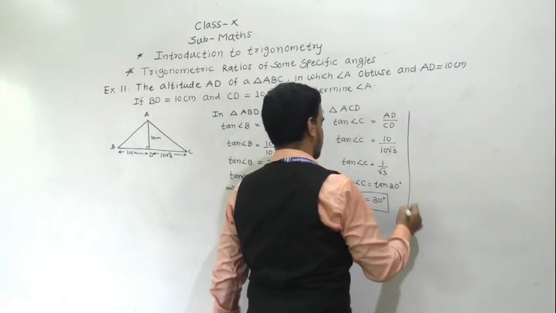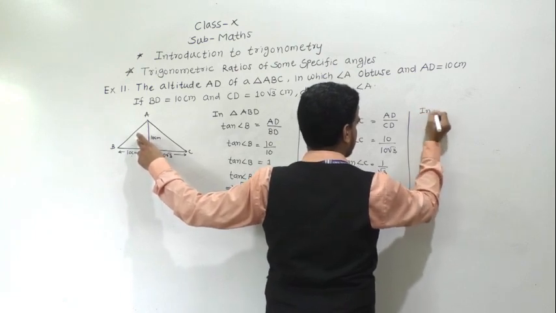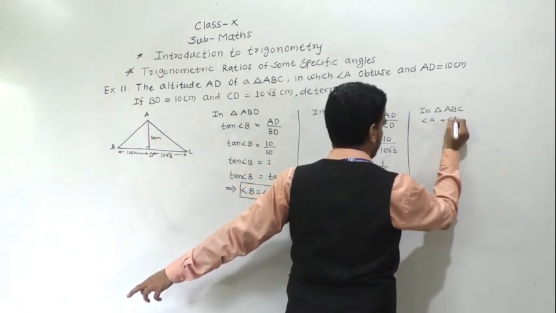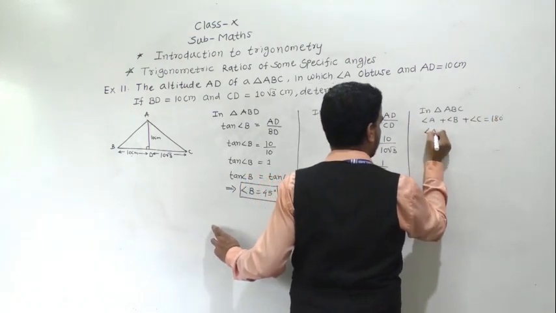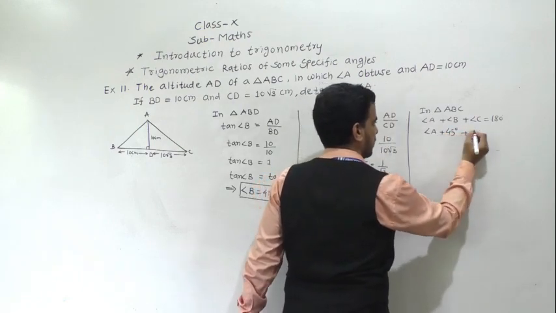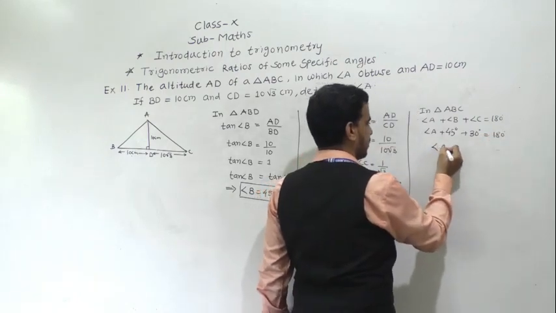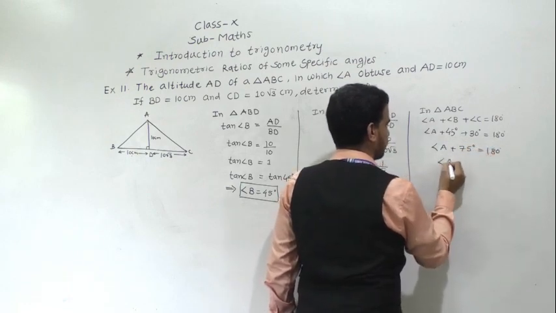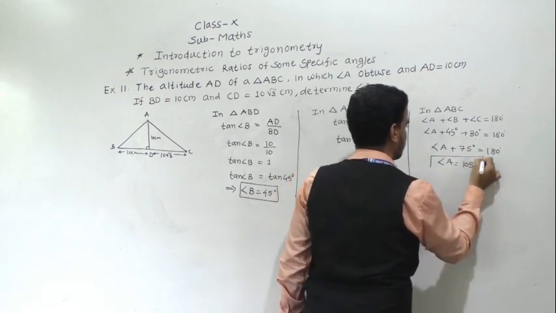By using the angle sum property, we can find angle A. In triangle ABC, angle A plus angle B plus angle C is equal to 180 degrees. So angle A plus 45 degrees plus 30 degrees is equal to 180 degrees. So angle A plus 75 degrees is equal to 180 degrees. So angle A is equal to 180 minus 75, that is 105. So angle A is equal to 105 degrees.